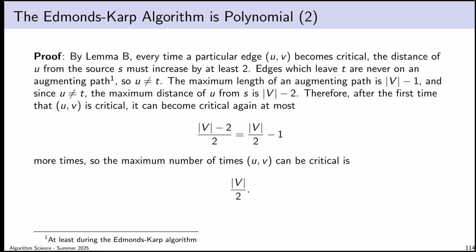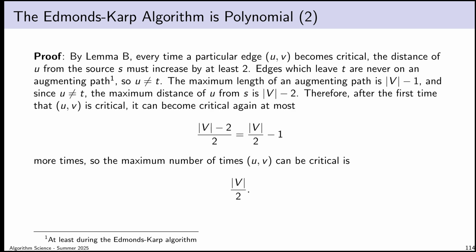So the maximum length of an augmenting path is this. We know that in a graph with n vertices, that is the maximum length you can have for any path before you have to start repeating vertices, basically by the pigeonhole principle. But since the vertex u is not equal to the vertex t, so in other words, the vertex u cannot be the last vertex along the path, the maximum distance of u from S has to be at most this number. Because for it to be this number, that would imply that u is equal to t, which we know is not the case. Okay, so the maximum distance of a vertex u from S that it can ever be is going to be number of vertices minus 2.